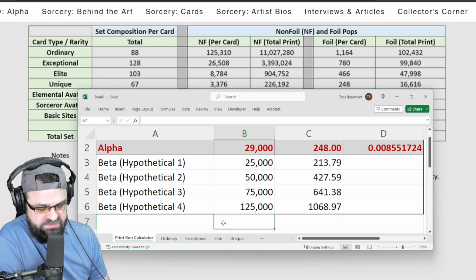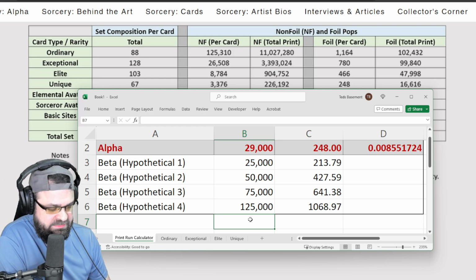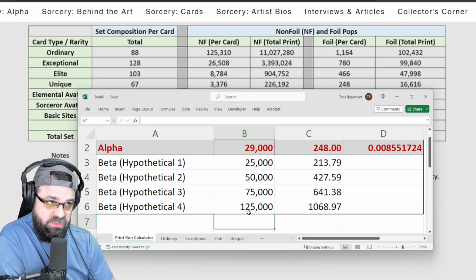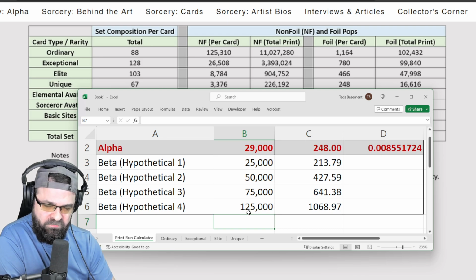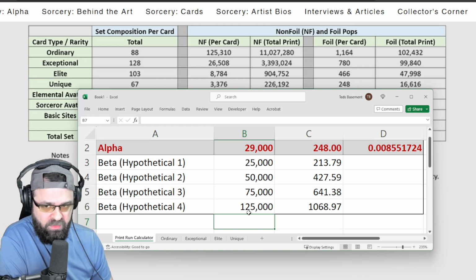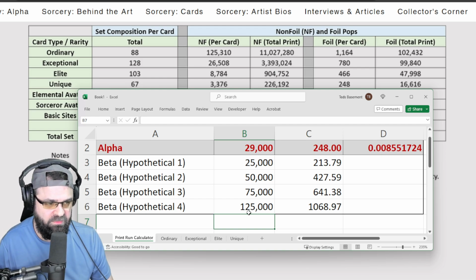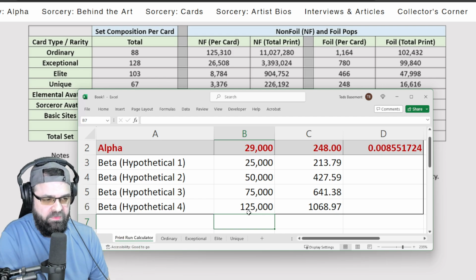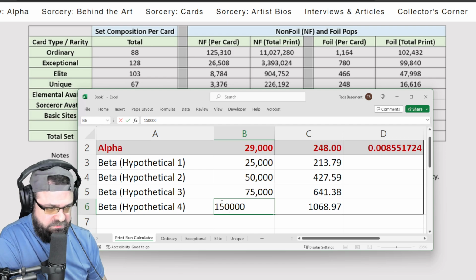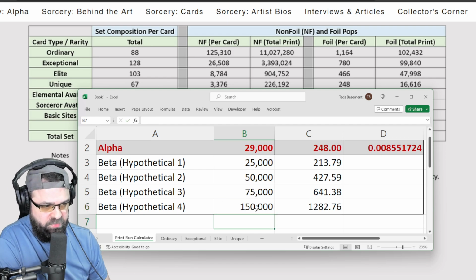Now you're at 1,068. I think that's around, if I'm not mistaken, the Magic Alpha Rare print run number. I think it was like 1,000 or 1,100 Alpha Rares for Magic the Gathering. I'm just thinking about Magic the Gathering there as a comparison. Let's go 150. You're still at 1,200.